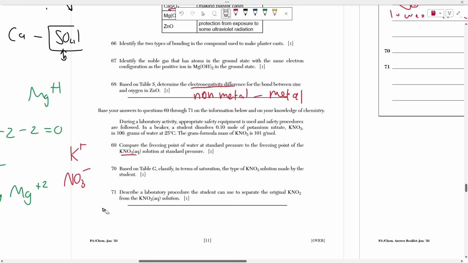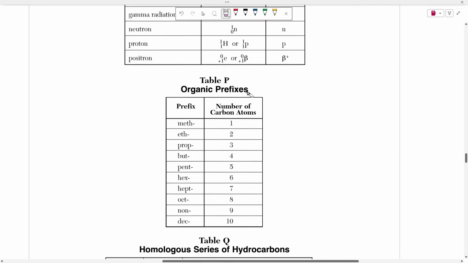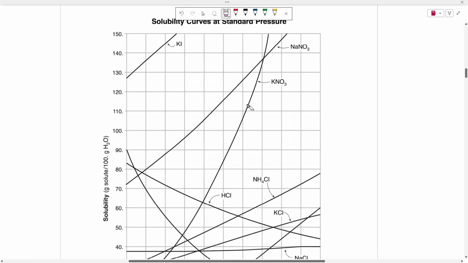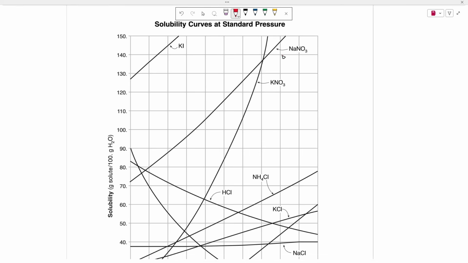Number 70 asks, based on Table G, classify in terms of saturation the type of KNO3 solution made by the student, okay? So if we go ahead and scroll up to Table G, here's what we'll find. We have a bunch of curves, right? So we need to first identify the KNO3 curve because we're talking about KNO3. Here's that curve. I'll just highlight it in red.